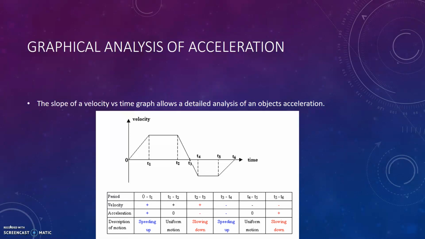From period 1 to period 2, we can see that the slope is neither increasing nor decreasing, so the object's acceleration is staying the same. Going from period 2 to period 3, we are seeing a negative slope, which in return tells us that the object's acceleration is decreasing and the object is slowing down.